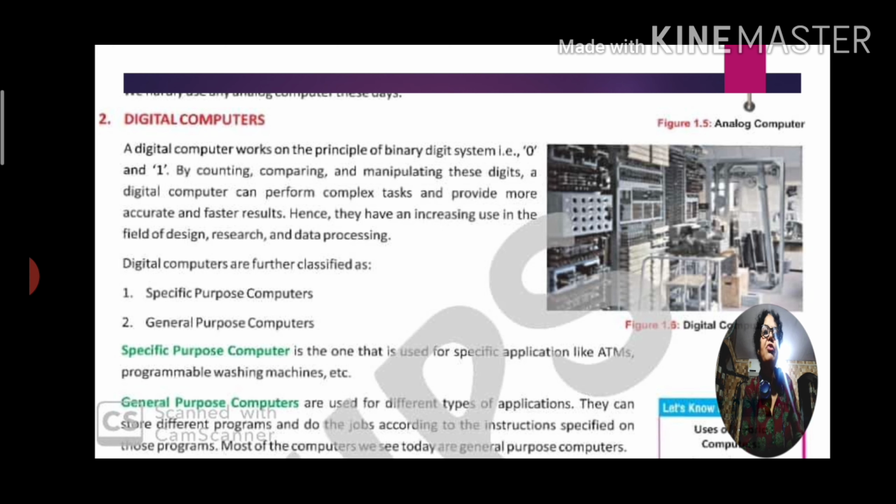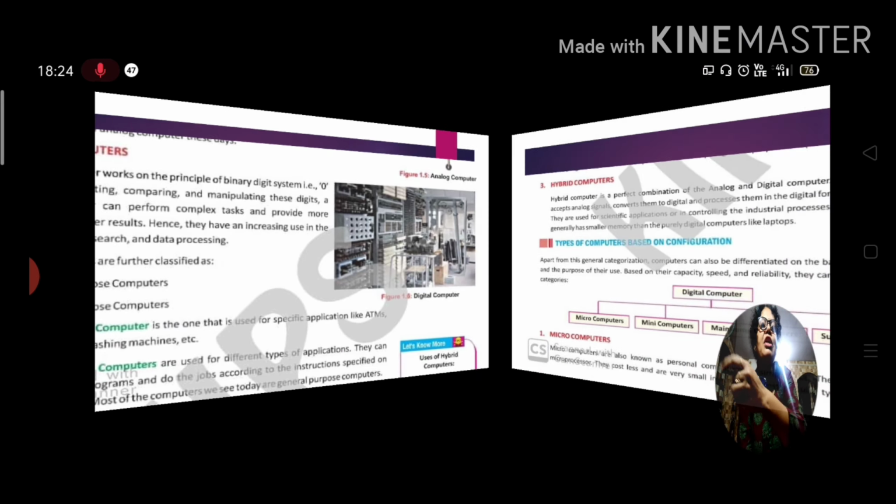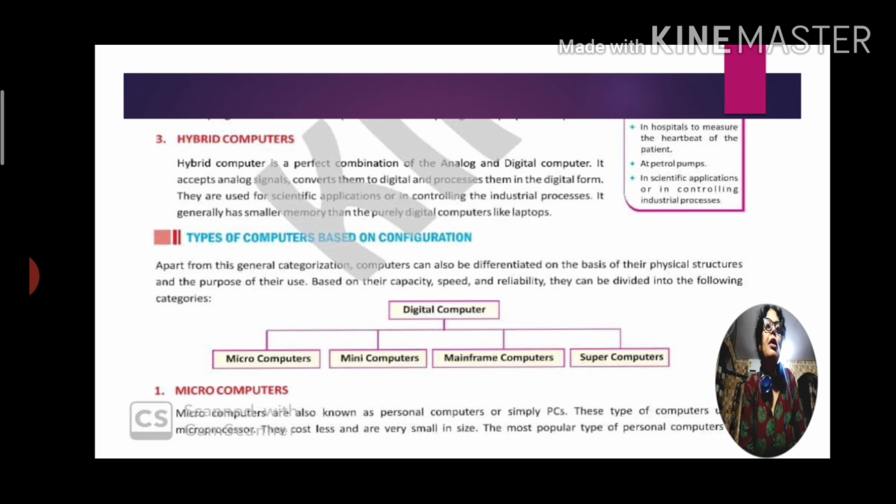Second one is general purpose computer. They are used for different types of applications. They can have different programs and do the different types of jobs according to the instructions. So now we will study about the third type of computer, that is hybrid computer.